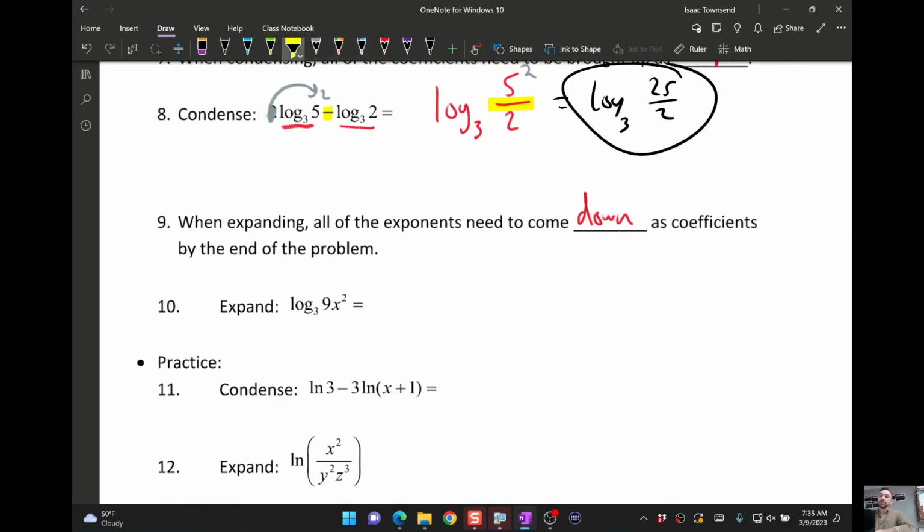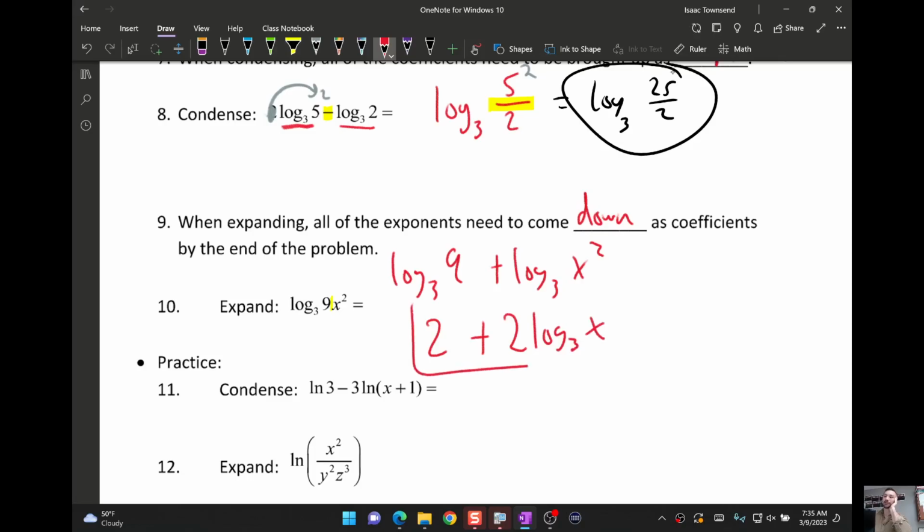So if I ask you to expand number 10, they're separated with multiplication. So you could do log base 3 of 9 plus log base 3 of x squared. This simplifies to be 2. And over here, you might not think that you can do much with this, but again, if the directions say expand, there's an expectation that you bring all of your exponents down at the end. Again, mathematically, they're equal, so I don't know why that's such a big deal, but everyone just does that.